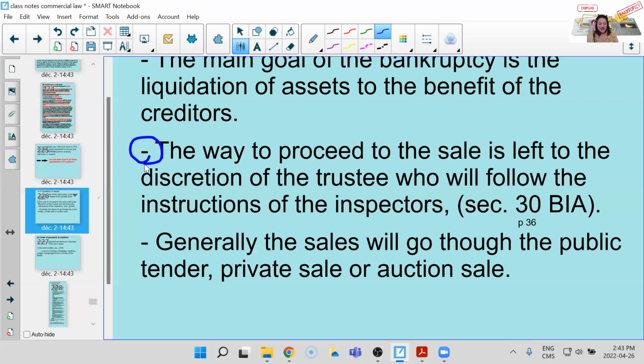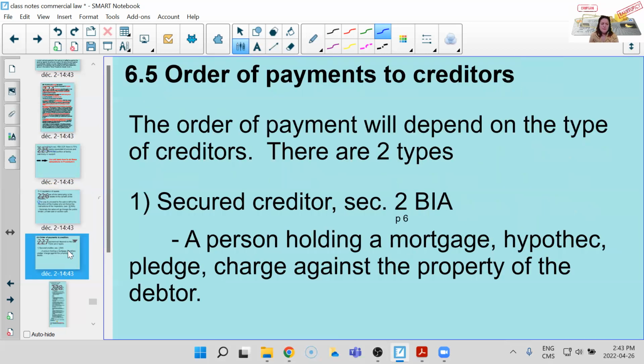So now let's look at how we distribute that money. There is a particular order in which we should present the payment. There's an order of payment. And this is generally where, yes, you do have a final exam question. You have several on that, where you have to do an order of payment. So you have to play trustee, you have the money, and then you will have to distribute the money. So first things first, you have different categories of creditors. You have secured creditors, and you have unsecured creditors.